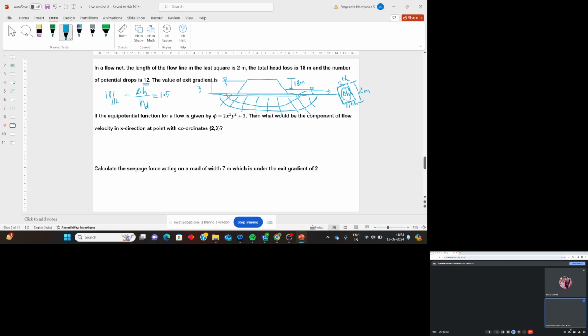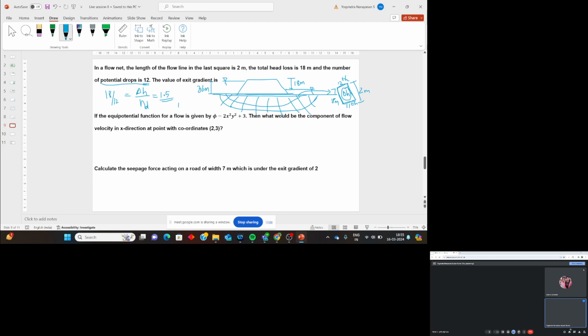Let me assume this is 36 meters height of water column. This is 18 meters, and now the remaining is 18 meters. So from 36, it is coming to 18, which means there is a drop of 18. That drop we are dividing by 12. Understood? Okay, sir. That is the potential drop. That is what it means.